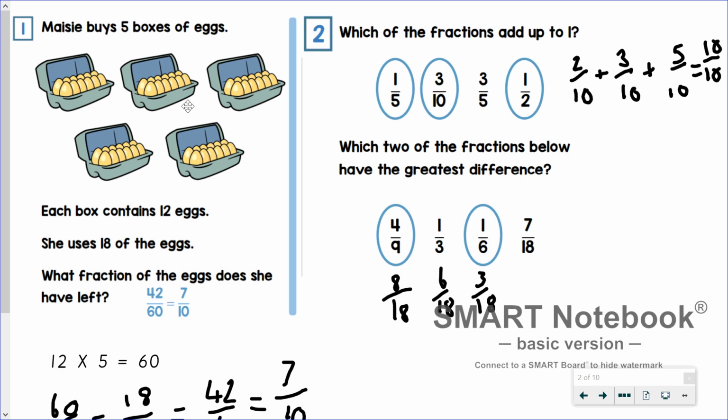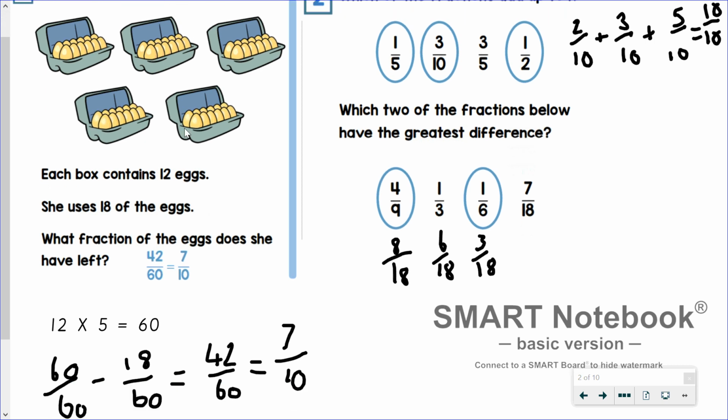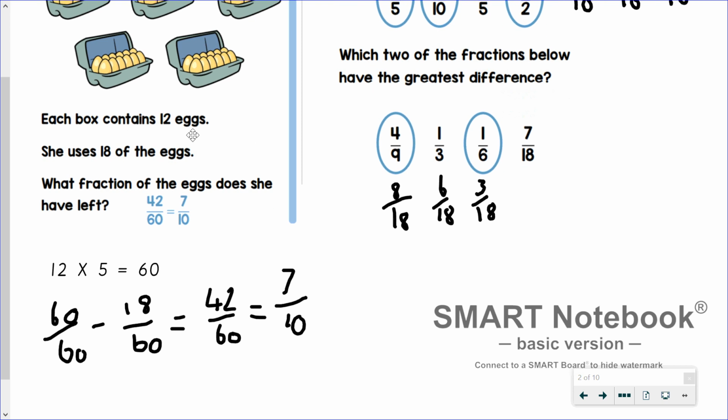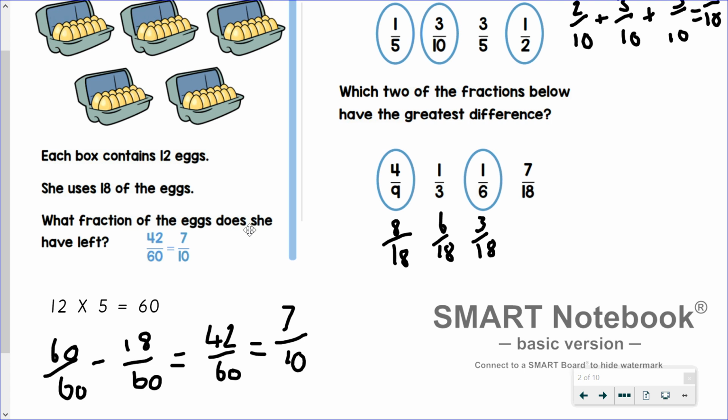So first question. Maisie buys 5 boxes of eggs. Each box contains 12 eggs. She uses 18 of the eggs. What fraction of the eggs does she have left? So we know we've got 5 boxes and there are 12 in each one, so we need to find out how many eggs we've got in total. So we do 12 times the 5 boxes equals 60. She uses 18 of them.